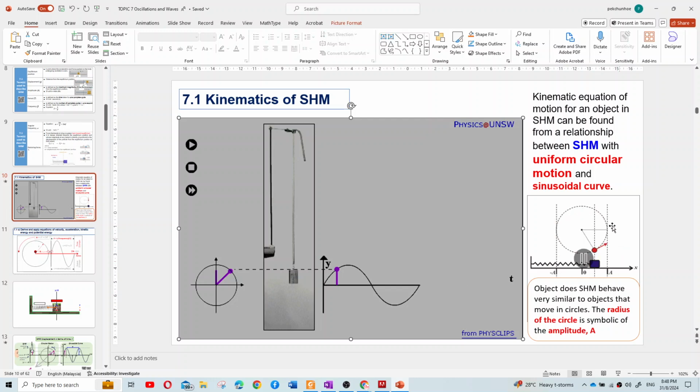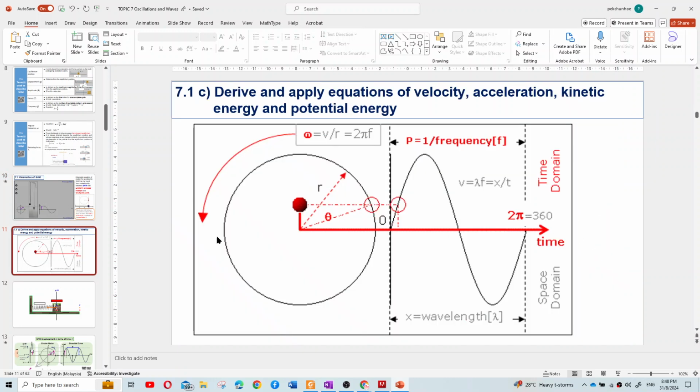Class, you just see this. Maybe this diagram is better. Do you see something here? This is a very good example. Do you see this thing? You see the red ball here. It goes up, goes down. This is oscillation, isn't it?